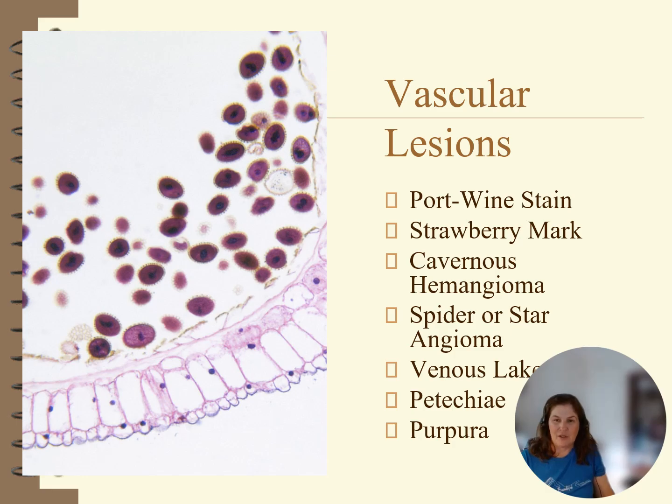Vascular lesions, so these are the port wine stains that usually appear on the face. They're birthmarks, strawberry mark, or some people call them a stork bite on the back of the neck. Hemangioma, a spider or star angioma, the venous lakes, the petechiae, the purpura, again, just based on where they are and how big they are.